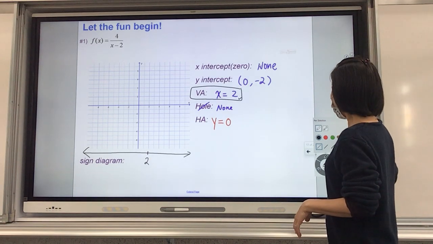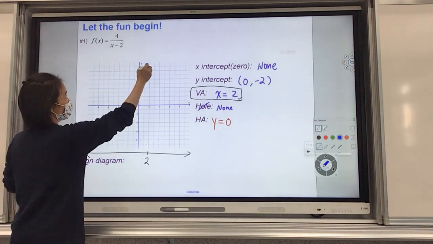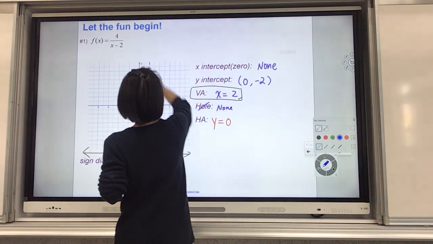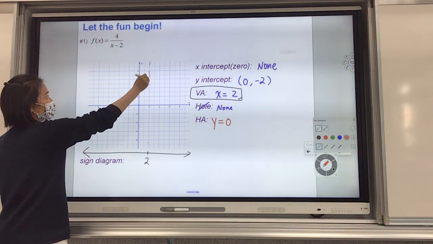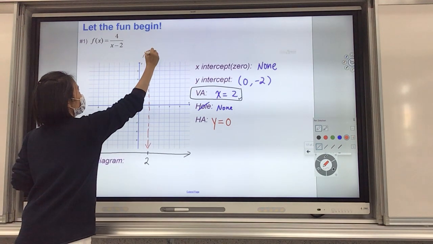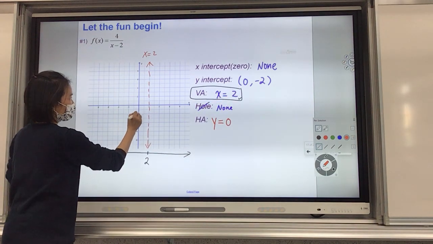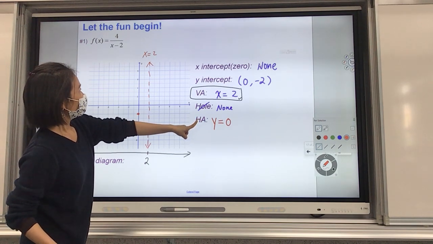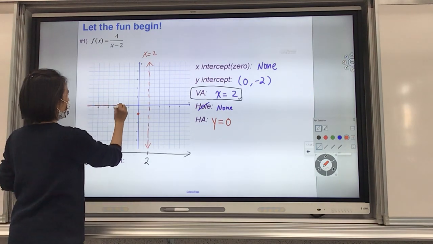Okay, let me draw this asymptote first. X equals 2. Use this color. Vertical asymptote, dash line. Y-intercept, (0, -2). There's no x-intercept. Y equals 0 is my horizontal asymptote.